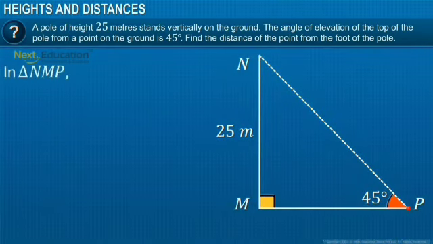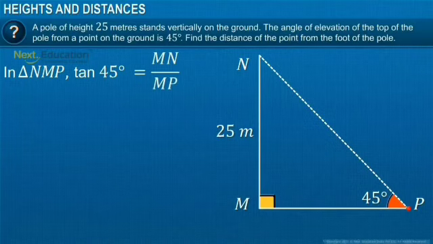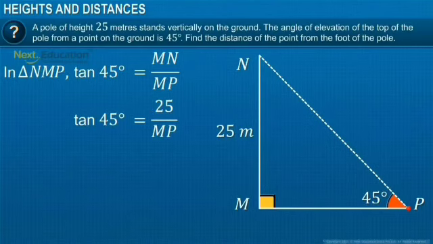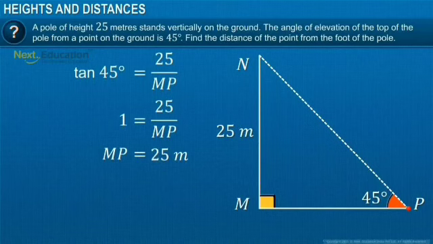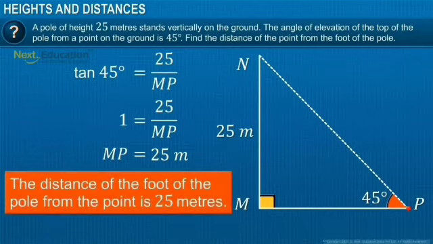In this triangle, tan 45 degrees equals MN over MP. Since MN equals 25 meters, therefore tan 45 equals 25 over MP. Since tan 45 equals 1, therefore 1 equals 25 over MP. This means that MP equals 25 meters. Then the distance between the point P and the foot of the pole M is 25 meters.